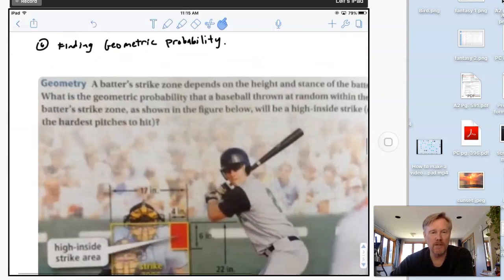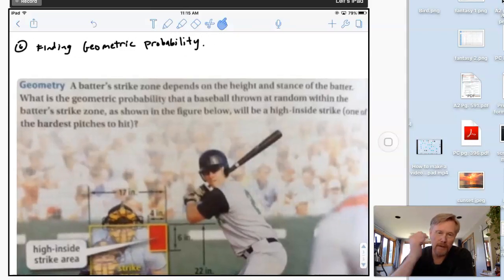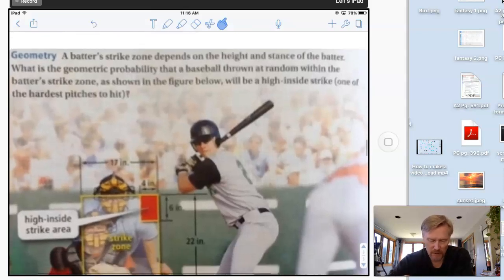Next, we're going to talk about geometric probability with geometry, right? So this has shapes in it. I took a picture of this one, just so you can see what we were talking about. A batter's strike zone depends on the height and stance of the batter. What is the geometric probability that a baseball thrown at random within the batter's strike zone, as shown in the figure below, has a high inside strike, one of the hardest pitches to hit?